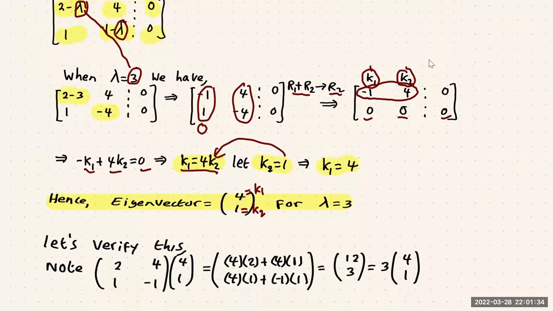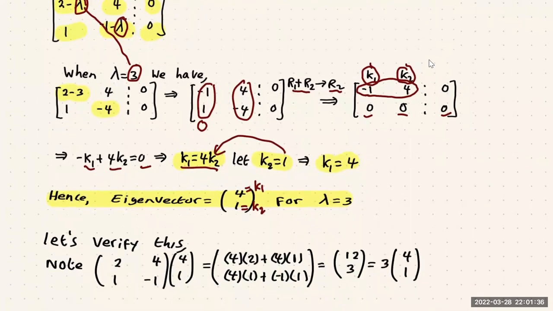Okay, so let's verify that our (4, 1) is an eigenvector. To verify, we take our matrix, which is [2, 4; 1, -1], and multiply it by our eigenvector. Doing that, it'll be 4 times 2. That's how I got this one. Then 4 times 4, so 1 times 4. Then 1 times 4.